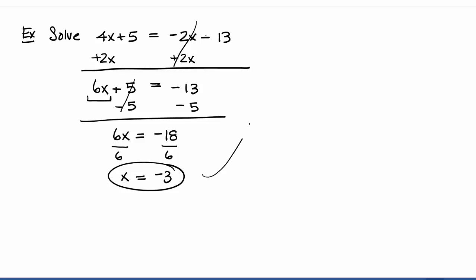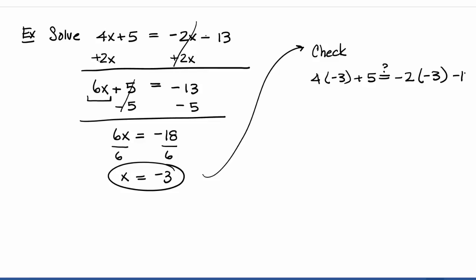Right? And I can always check it. So does 4 times negative 3 plus 5 equal negative 2 times negative 3 minus 13? So that's negative 12 plus 5. Does that equal 6 minus 13? And sure enough, I have a negative 7 equals negative 7. So I came up with the right answer.